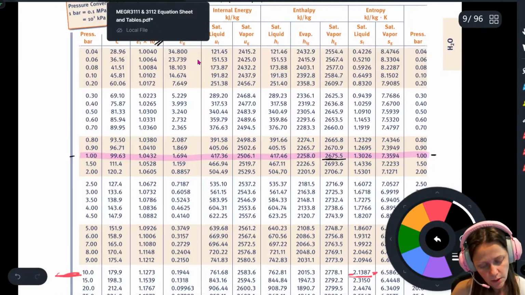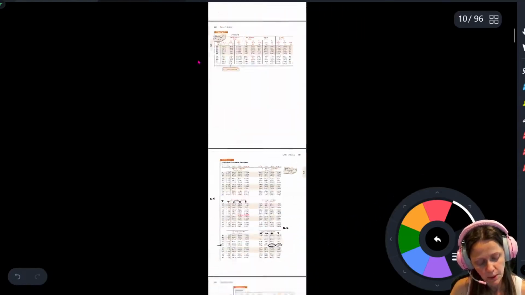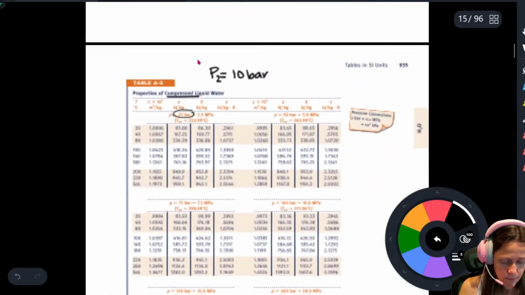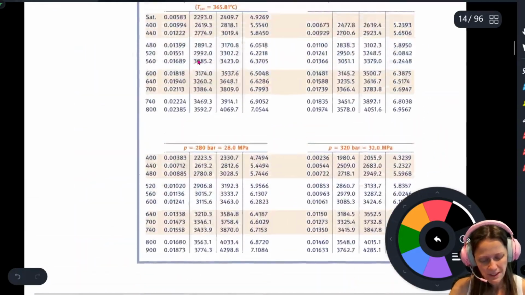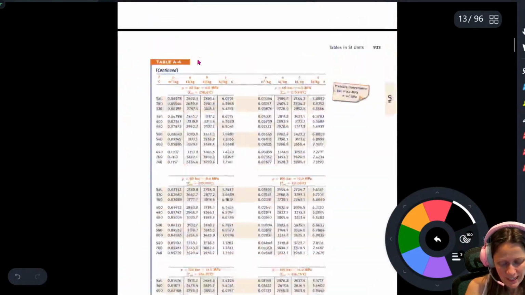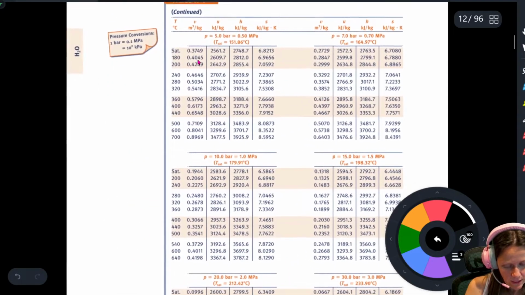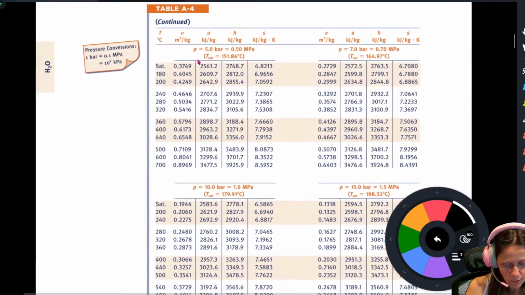So superheated tables, here we go. So we are looking, there we go. Nope, not there. I got excited for a second. So we are looking at 10 bar, perfect. So here we are in table A4.